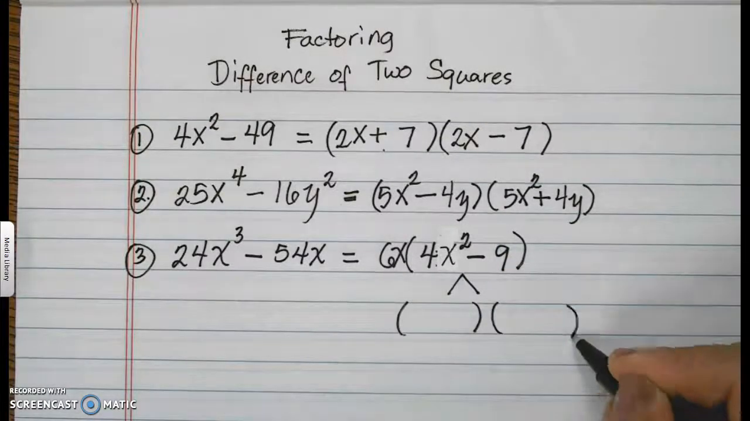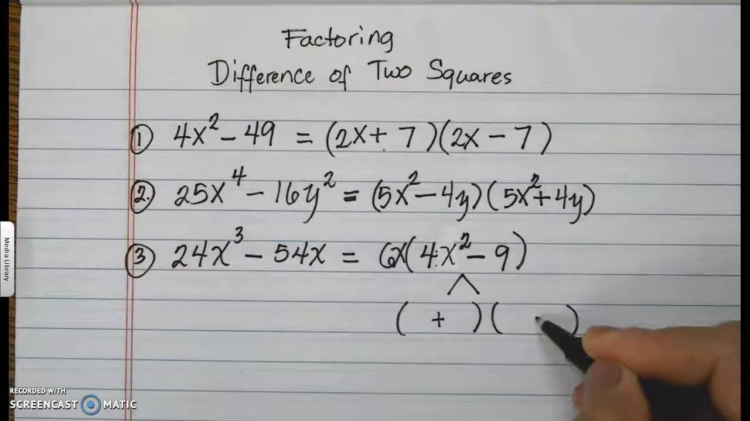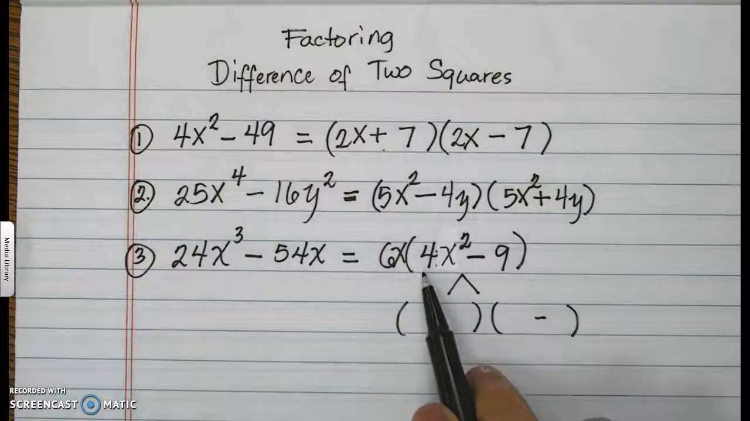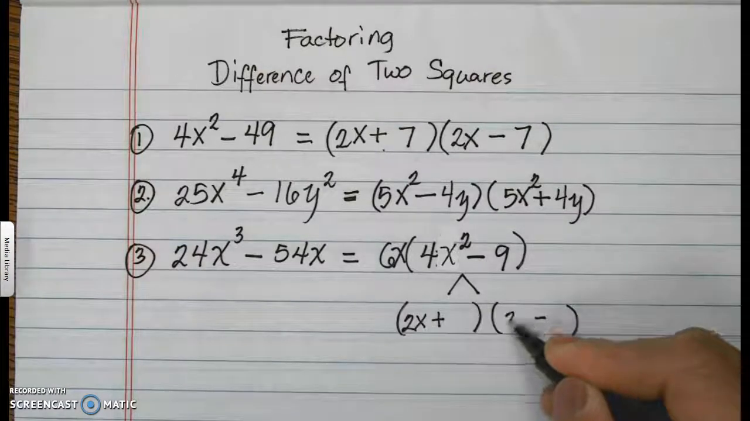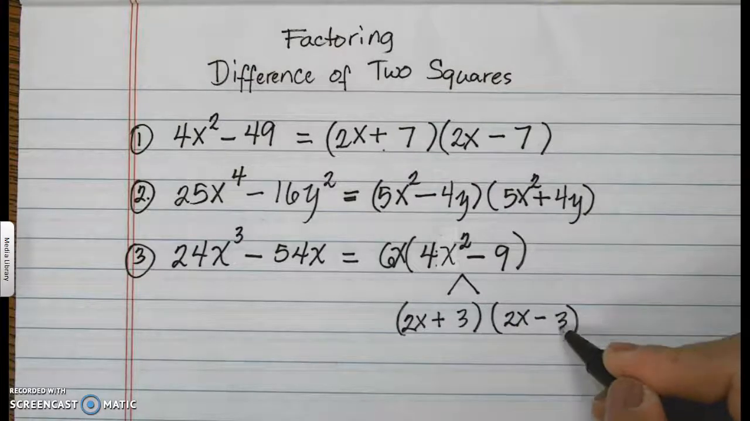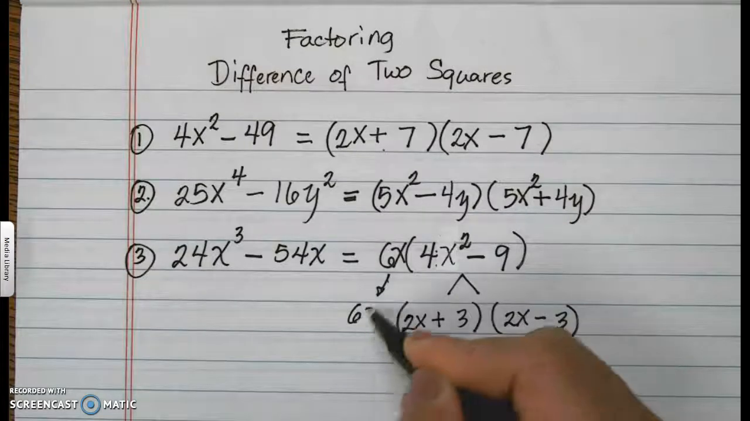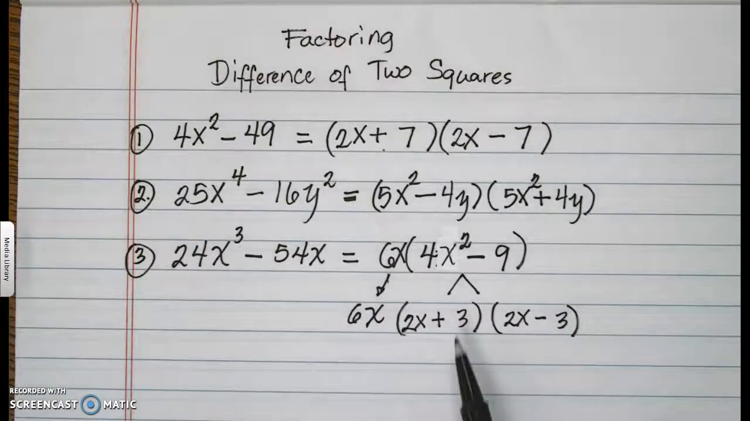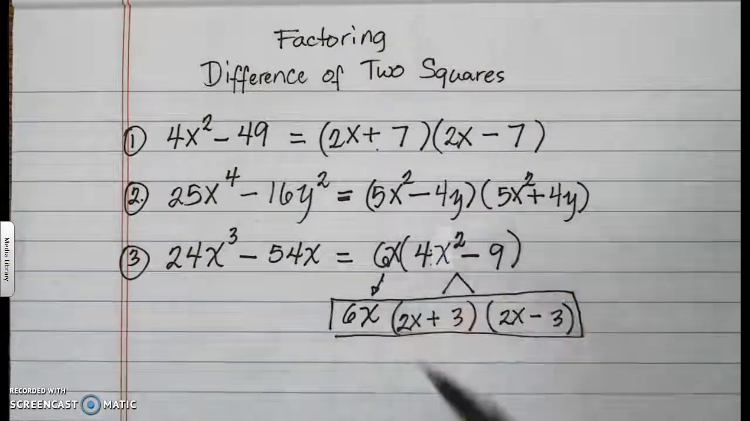Okay. So I have two factors for this one. And one is plus, one is minus, because that's a minus. The square root of 4x squared is 2x, so 2x on both sides. And the square root of 9 is a 3. And once again, the 6x will have to be carried over down here. So we have three factors. One is 6x, the other is 2x plus 3, and the other is 2x minus 3. This is the completed factored form of this expression.